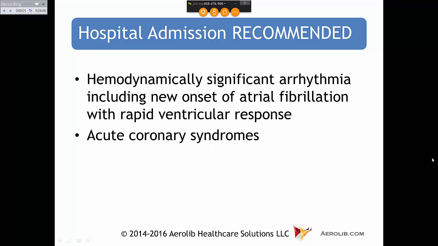So hemodynamically significant arrhythmia, including new-onset AFib with RVR, acute coronary syndromes. If you have these along with CHF, make sure you document them. Make sure you write what the EKG findings showed. Make sure you write what the troponin levels were.